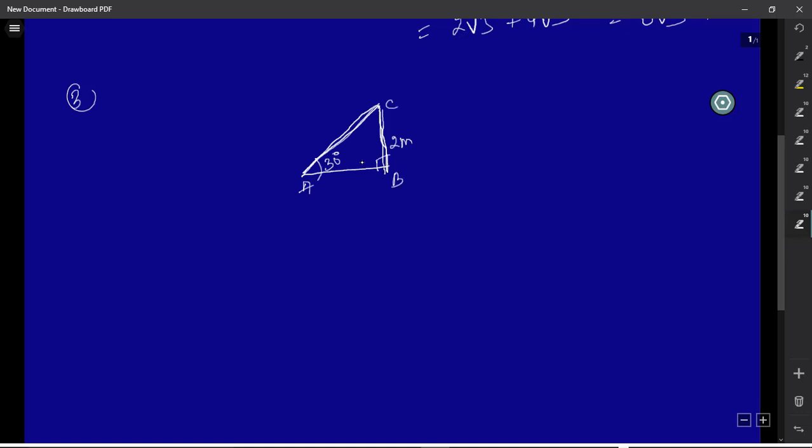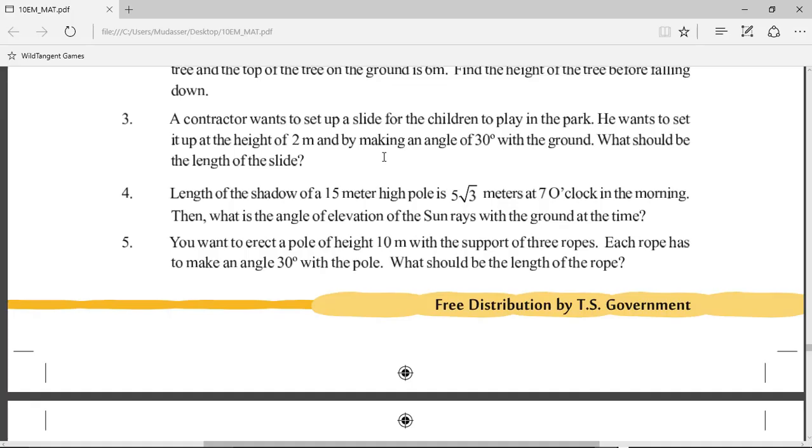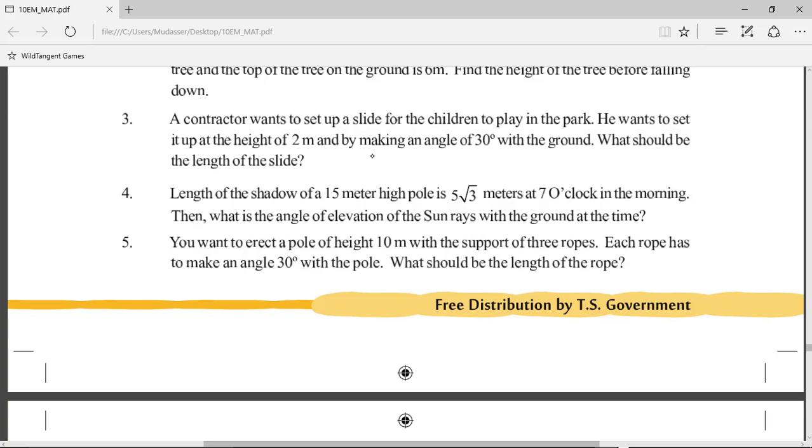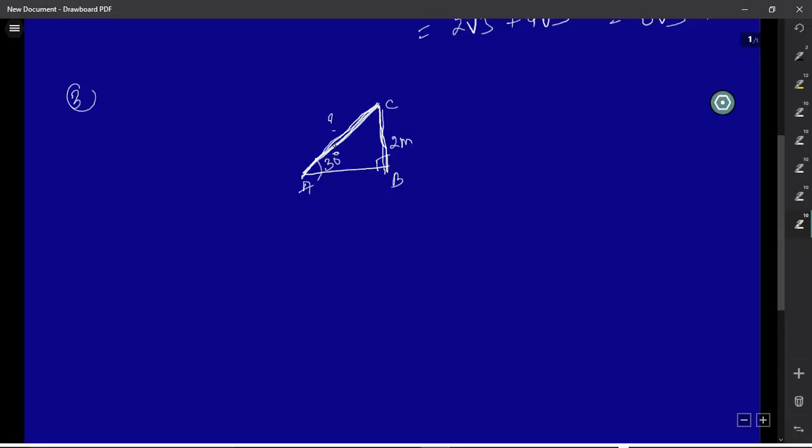I'll name it as ABC. Take care. What should be the length of the slide? So this is what I need to find out. I need to find out AC, because AC is the slide. They are asking us to find out the length of the slide. Take care.